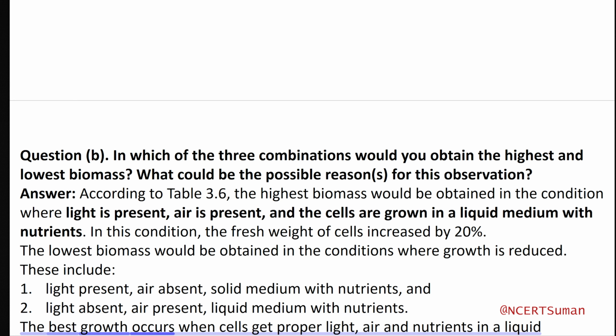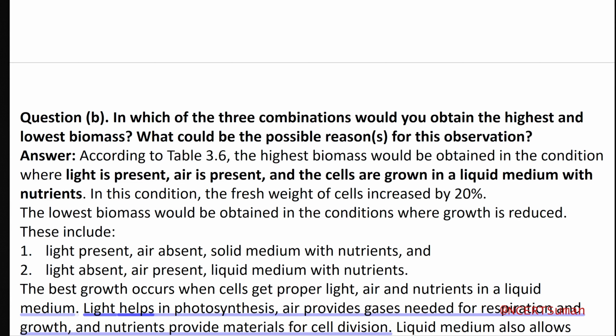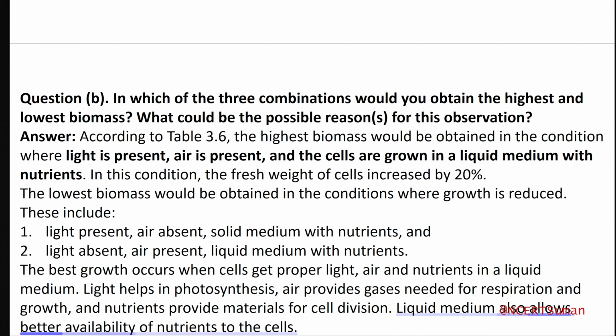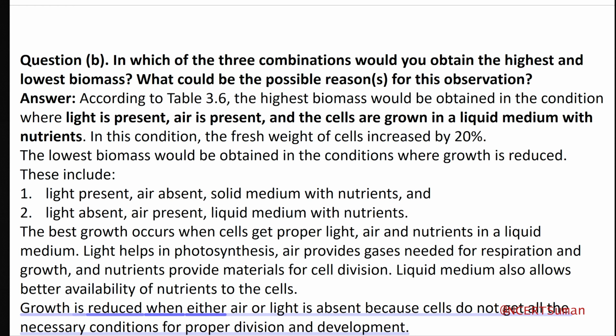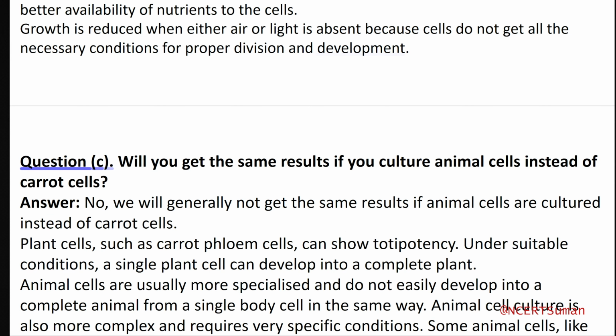The best growth occurs when cells get proper light, air, and nutrients in a liquid medium. Light helps in photosynthesis, air provides gases needed for respiration and growth, and nutrients provide materials for cell division. Liquid medium also allows better availability of nutrients to the cells. Growth is reduced when either air or light is absent because cells do not get all the necessary conditions for proper division and development.